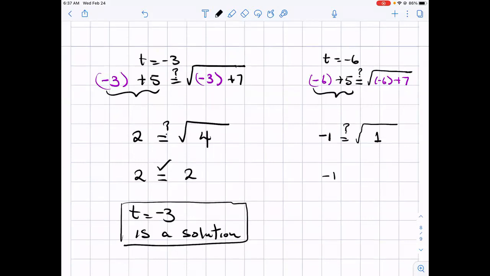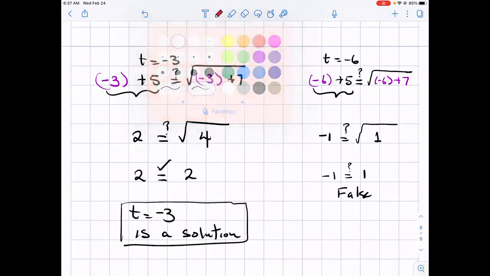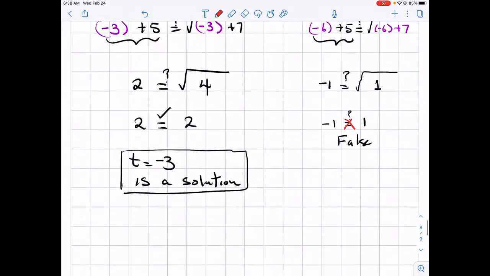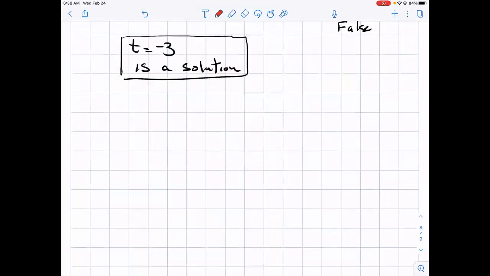So -1, is that equal to the square root of 1, which is 1? And this we know is false. This is not true. So this problem only has one answer: t equals -3. So we only have one answer for this problem. Let's look at more examples.